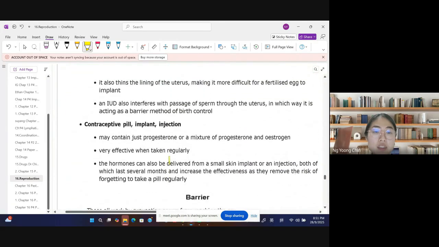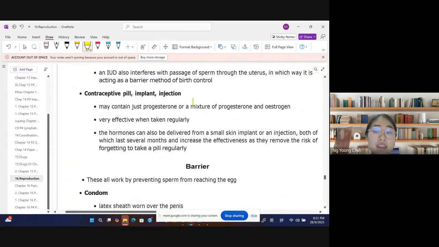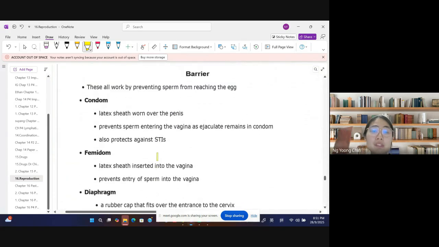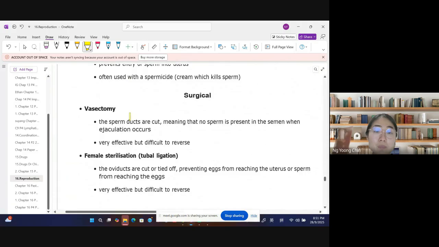And then this one, contraceptive pill, implant, injection, will contain either progesterone or a mixture of progesterone and estrogen. So the hormones can be delivered from the pill, small skin implants, or injections. Barrier methods will be condoms and feminine diaphragms. Surgery will be vasectomy. Okay, just cut their sperm ducts, so no sperm is present in the semen when ejaculation occurs, because no more sperm is being transported from the testis to the urethra. So even though they produce semen, the semen doesn't have any sperm inside.